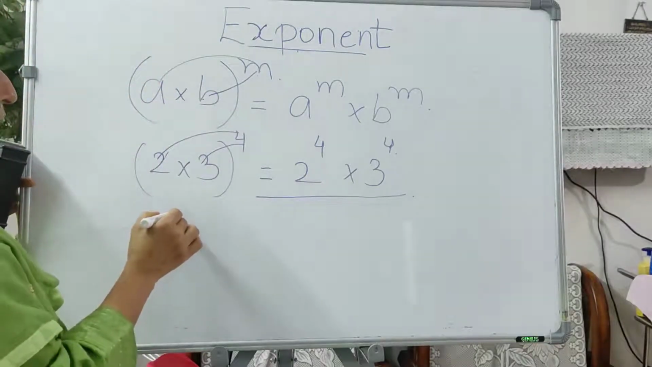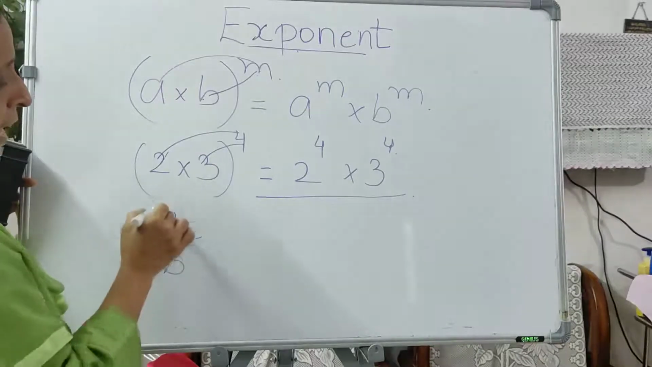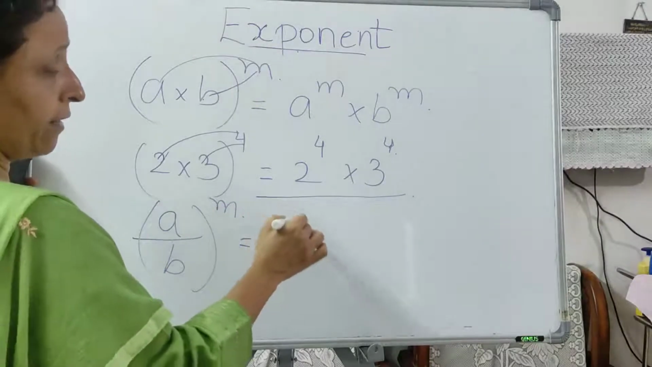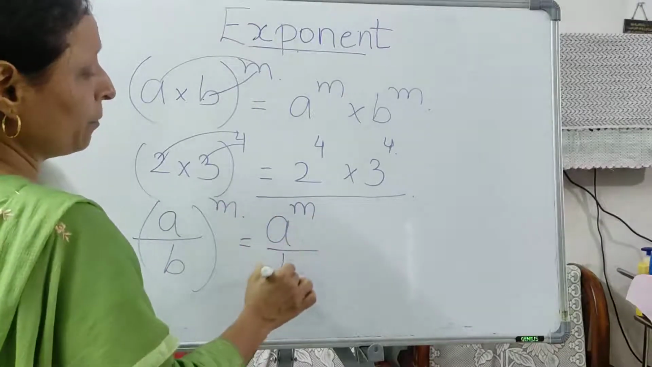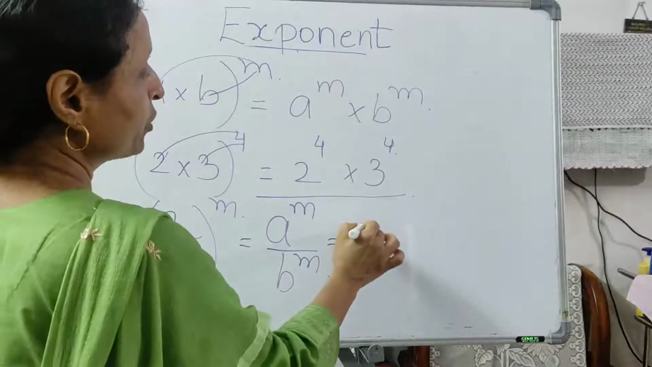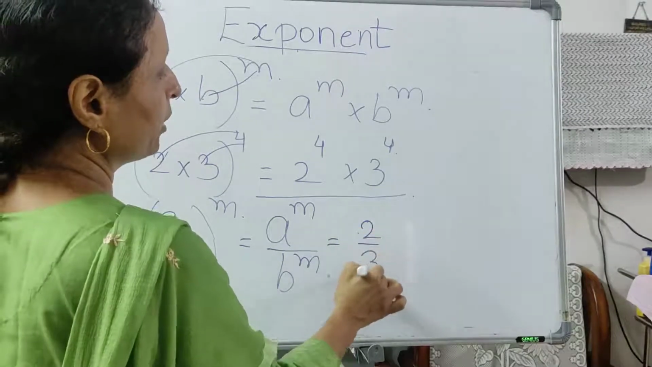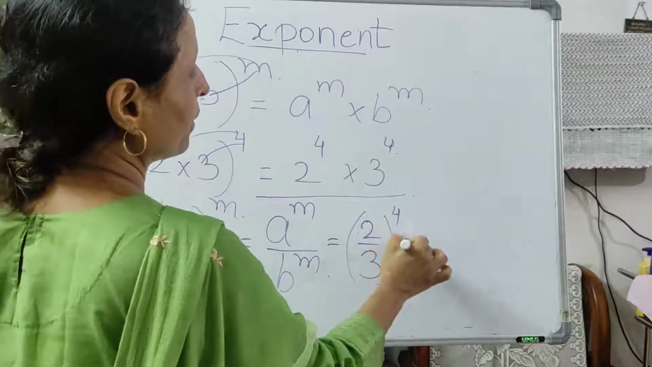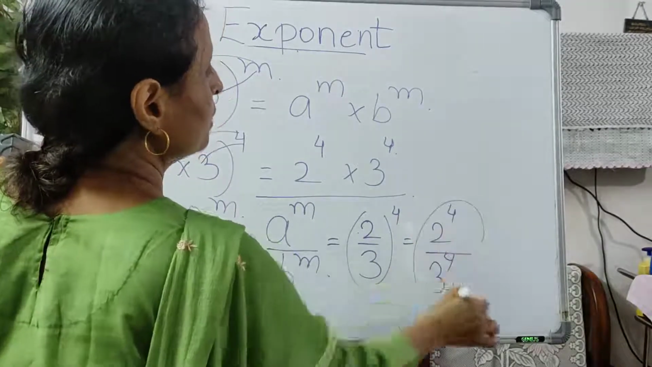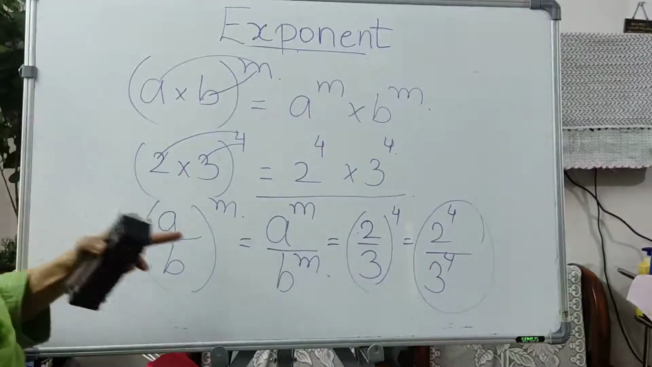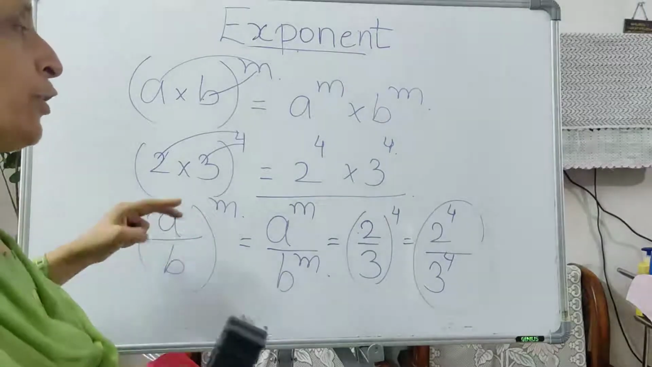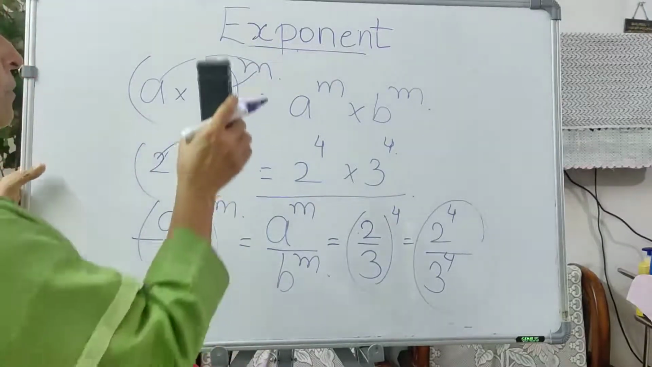In the same way in case of division, if it is a by b raised to m, then you can write it as a raised to m by b raised to m. You can take a numeral example, 2 upon 3 raised to 4. So you can write 2 raised to 4 by 3 raised to 4. This is the exponential form you get by giving the power to both the numerals, both the variables.